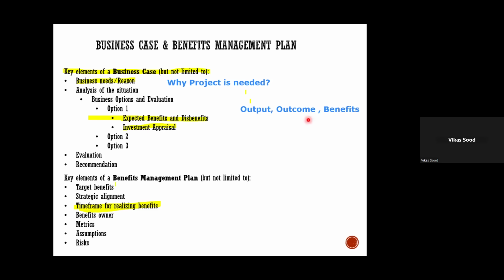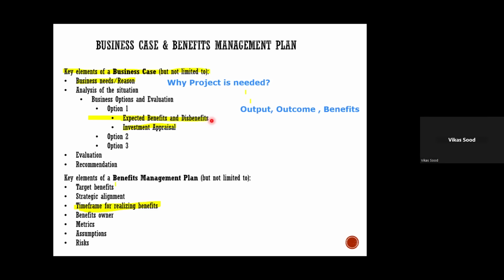So are you okay with output, outcomes, and benefits? Now, can you see something like disbenefits also here? Disbenefits are side effects of the business case. Do projects have side effects or not? They can have. These side effects can manifest during the project life cycle or after the project life cycle, but they can have side effects.